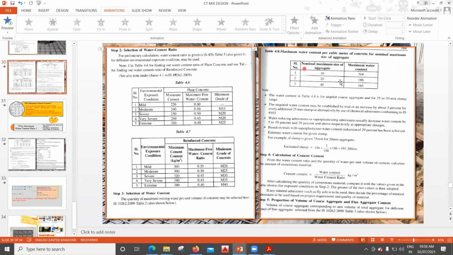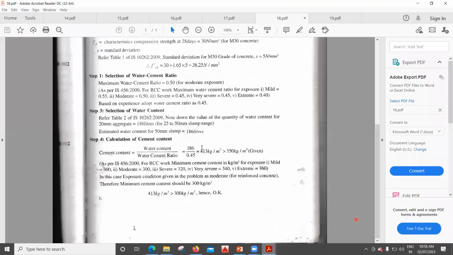This table is made for 50 slump and for angular aggregate. So for 20 mm you have to get 186. This is for a slump of 25 to 50, and in the question also they have given the same thing, so we directly add 186 in the answer. You don't have to apply the correction factor in this particular problem. That is why 186 is directly written.